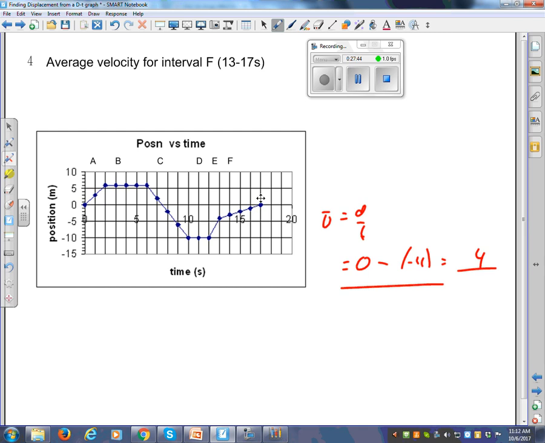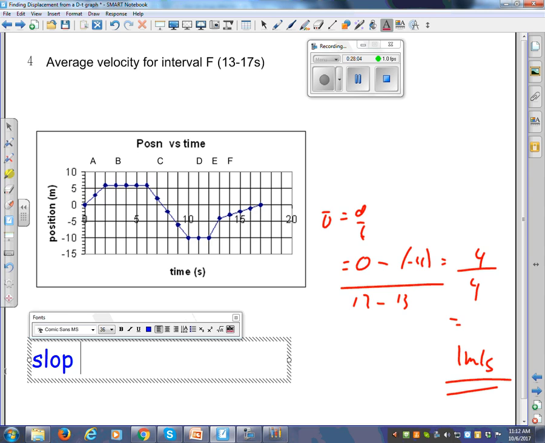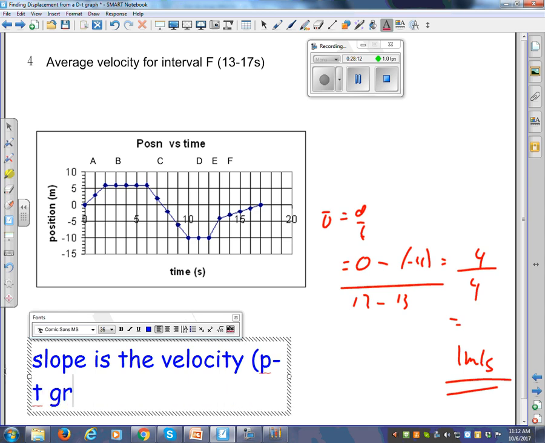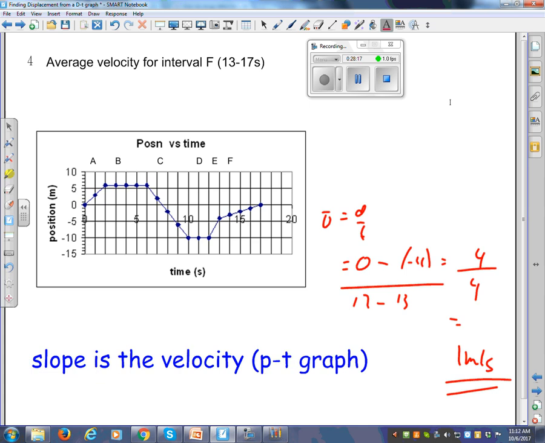What's the x position here? The time. It is 13. 17 minus 13 is 4. 4 divided by 4? 1 meter per second. The slope is the velocity. Write that in there. I hope you would have learned how to do slope before. The slope is the velocity. This is true on a PT graph, position time graph. Okay? You have to find the slope.